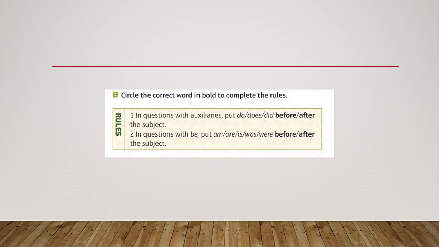So, which is the rule that we have to follow for the structure? In questions with auxiliaries, we put do, does, or did, which are the auxiliaries, before or after the subject? What do you think? And in questions with be, do we put are, is, was, or were before or after the subject? What do you think? You can pause the video until you have the answer.